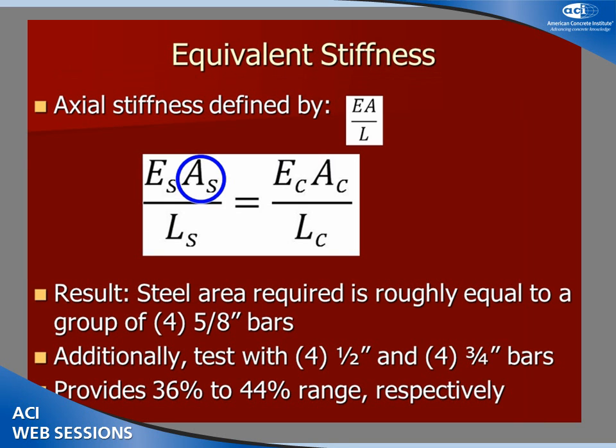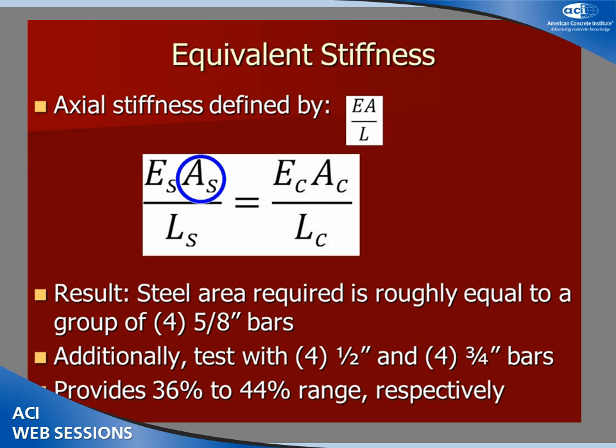In order to use this theoretical scenario to simulate a mature concrete boundary condition, axial stiffness is defined as EA over L, and the stiffness of steel is equated to the stiffness of concrete. The only unknown in this scenario, assuming mature concrete properties, is area of steel, which can then be isolated and solved. So for this calculation, the result was approximately 4 5/8-inch steel bars is equivalent to the boundary condition that would be exerted by mature concrete for this test setup.